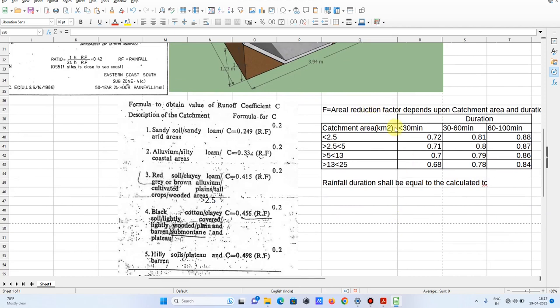What they have mentioned is the time of concentration is 1.35. The time of concentration in the rational method is nothing but the duration of the rainfall. So it is 1.35 hours, which is more than 60 minutes and less than 100.